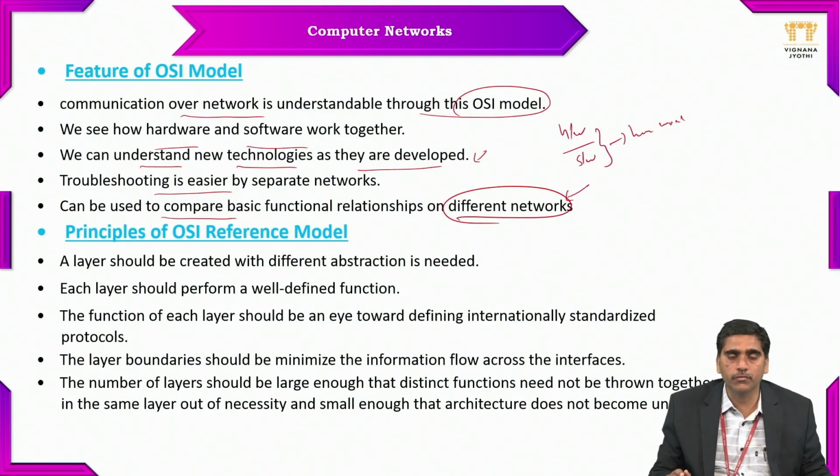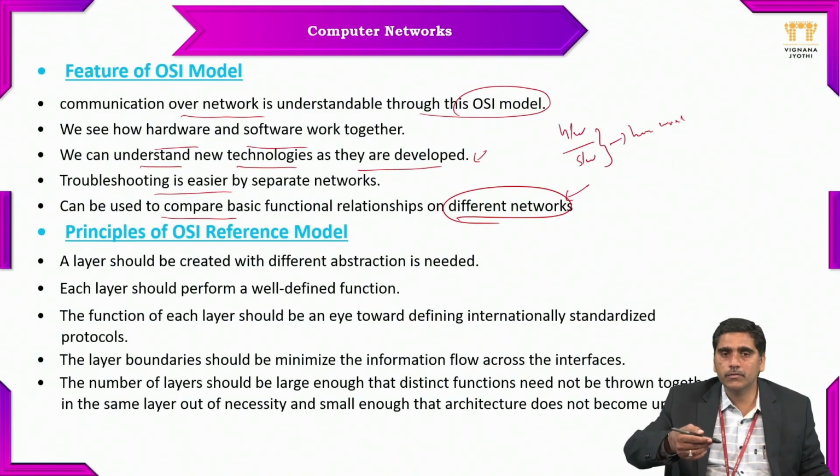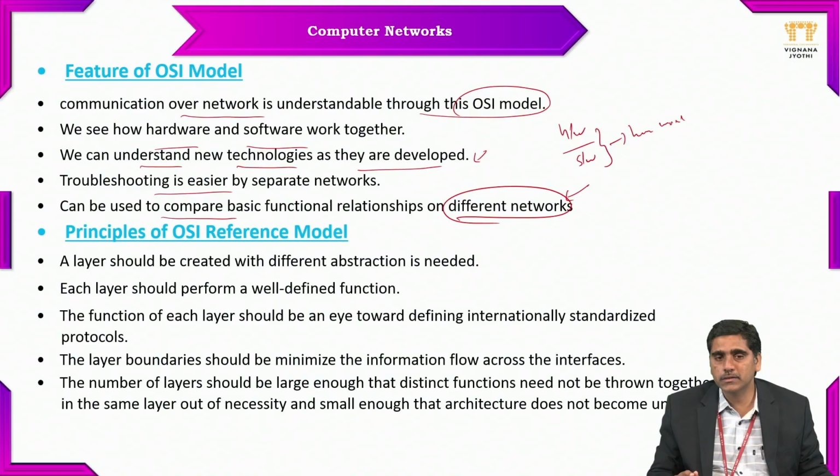These are the features of the OSI model: how it communicates with different networks, how hardware and software work together, how new technologies are adapted, how troubleshooting is easier by separating the network, and how the functional relationships among different types of networks can be compared. So these are the features of the OSI model.